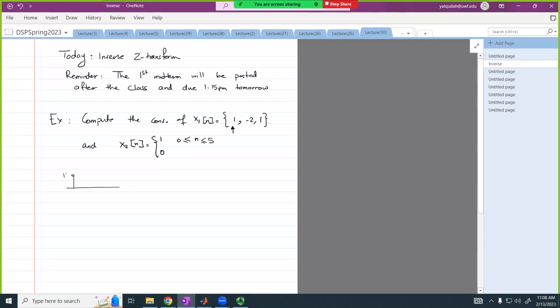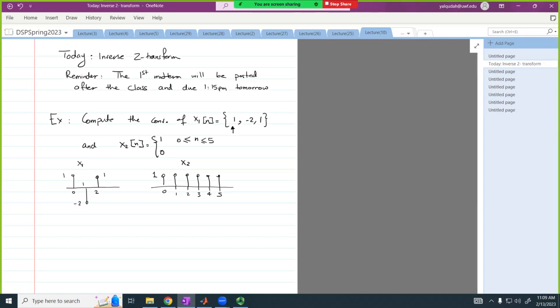The first is a 1, -2, a 1, this is x1, and x2 is just a constant 1 at 0, 1, 2, 3, 4, and 5. And what we want to do is use the properties of the Z transform.